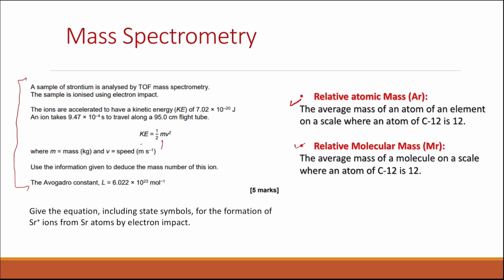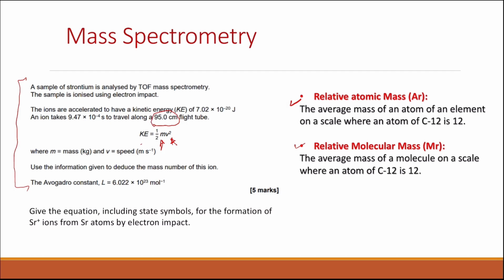mv squared, where m here is the mass of the ion in kilograms. And then v squared is the speed they take when they move through the tube in the time of flight mass spectrometry. And the speed here is in meters per second. So remember, when they give you the distance in centimeters, you have to change it into meters.